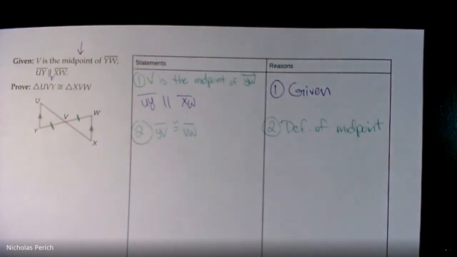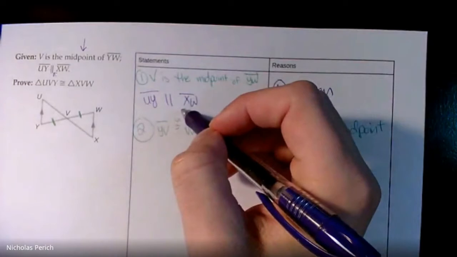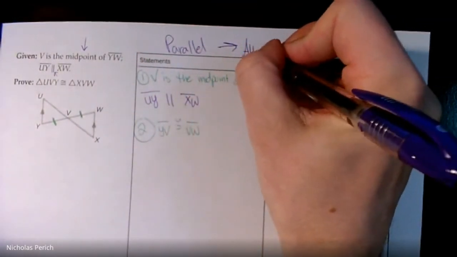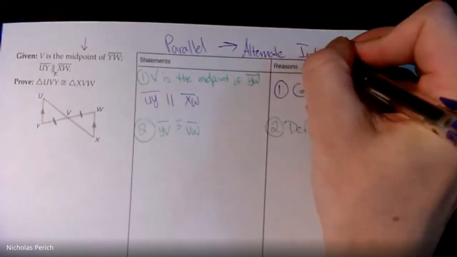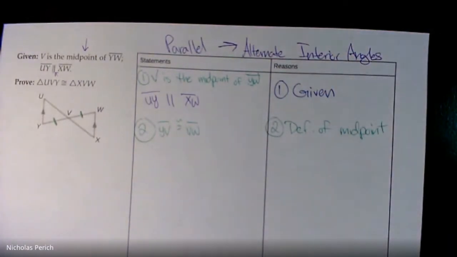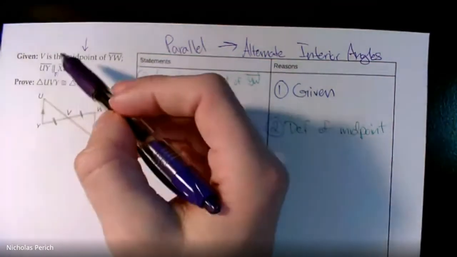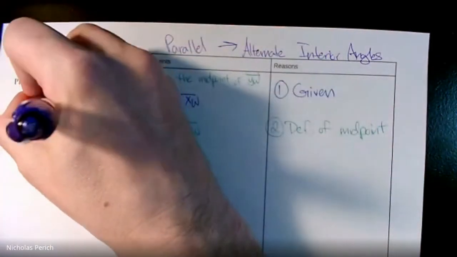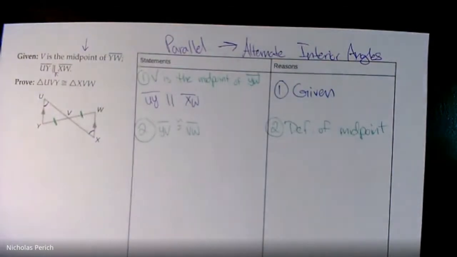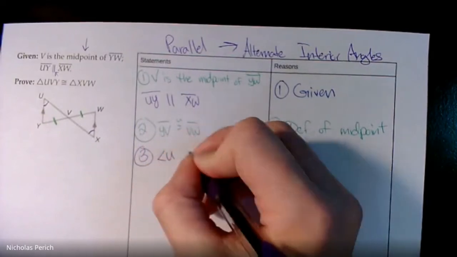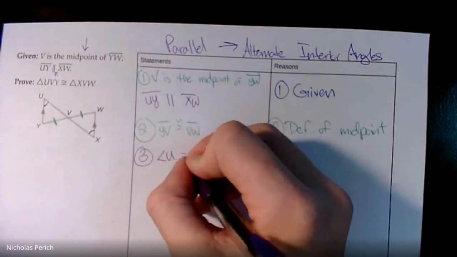The key with parallel lines is whenever you see parallel, that usually leads to alternate interior angles. So what I can say is since UY is parallel to XW, I could just pick these two angles and say these two angles are congruent. So angle U is congruent to angle X.